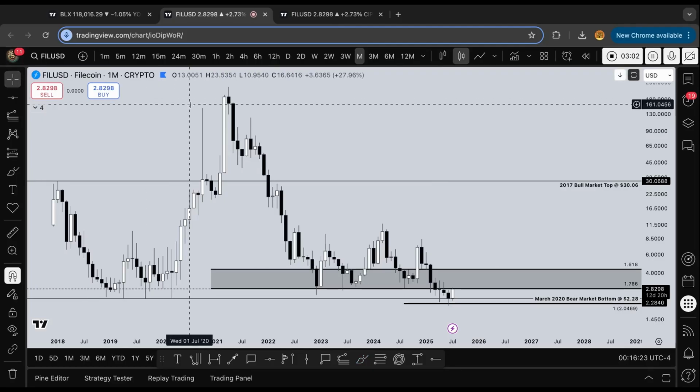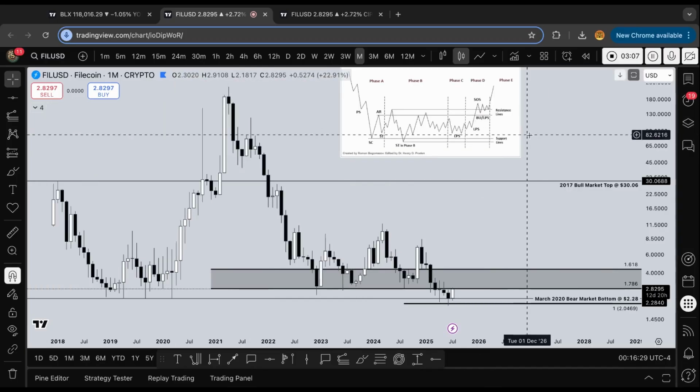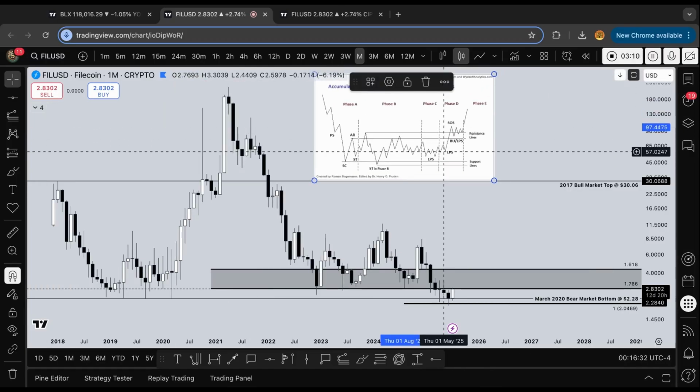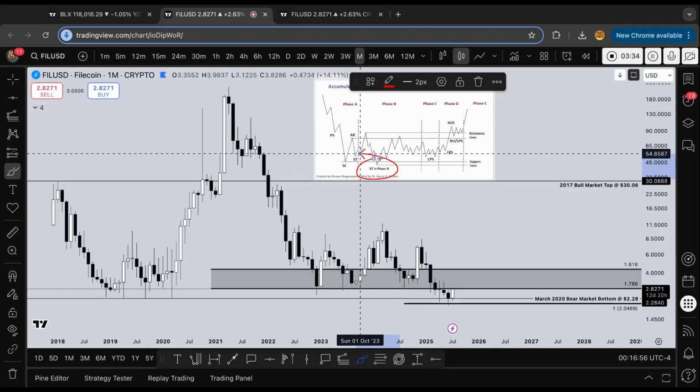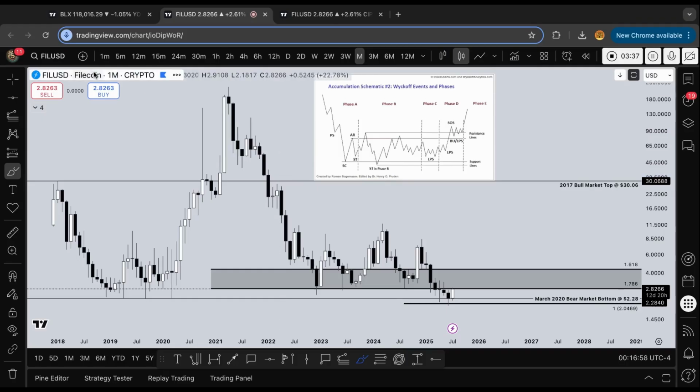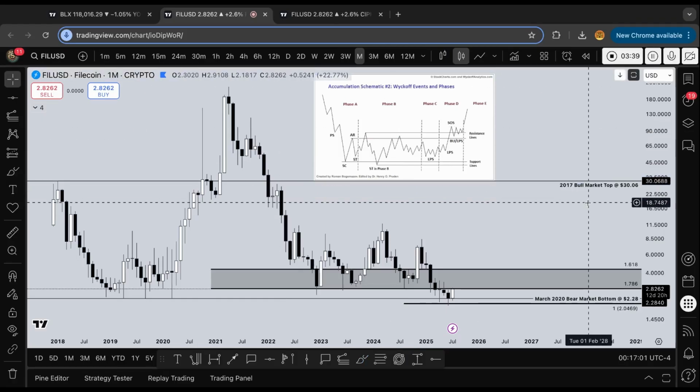Okay, so now that we have a few levels marked on the chart, let's just turn on the Wyckoff schematic really quickly. Okay, so I'm just going to get this straight off my chest. I do not believe Filecoin is trading in Wyckoff Accumulation, and the reason for that is because if Filecoin was trading in Wyckoff Accumulation, the bull market would have to extend well into 2027, because right now Filecoin would be trading in phase B, and there are 5 phases in a Wyckoff Accumulation, phases A, B, C, D, and E.